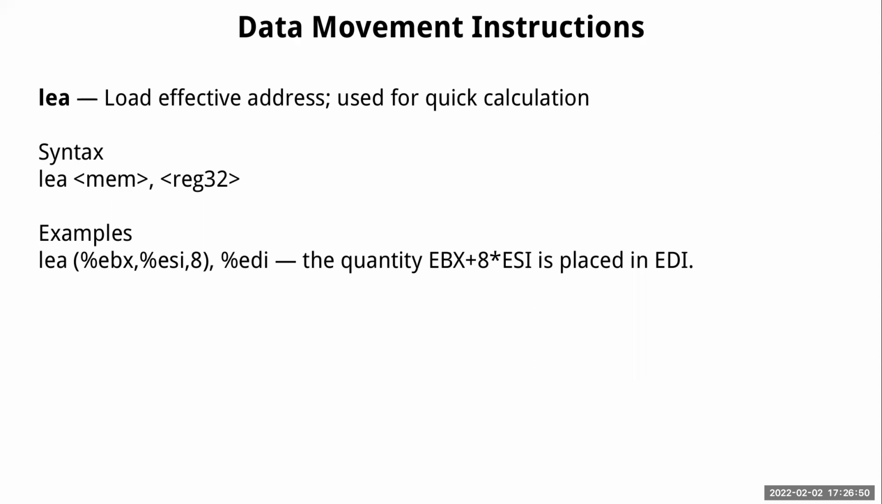Another useful instruction is called load effective address. Do not take the name of the instruction literally, because this instruction actually is used for quick calculation. Here is an example. The instruction is always used like this, okay? The first argument is a memory location. The second argument is a register. So we already know what this is, right? This is ESI times 8 plus EDX.